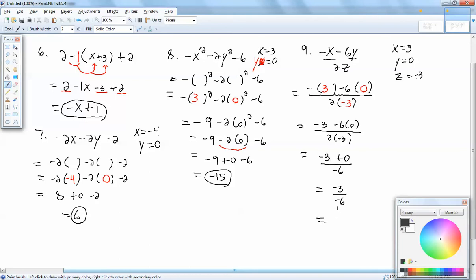Now, negative divided by negative is a positive, so I can go ahead and do that. And then, if I was doing this by hand, not using the calculator, look, the top and bottom number, they're both divisible by 3. 3 divided by 3 is 1. 6 divided by 3 is 2. So our answer would be 1/2.